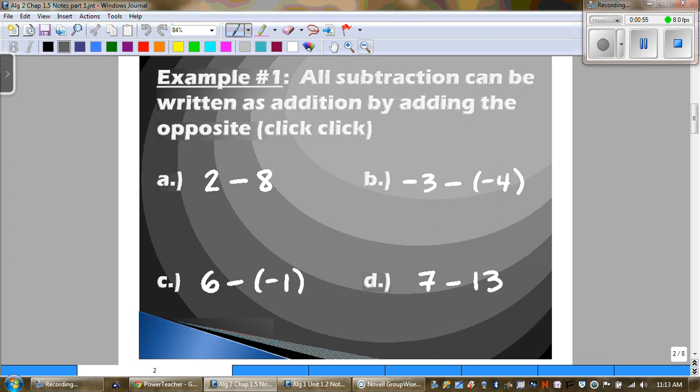A lot of you guys have heard the words click, click before. But when we talk about it, we say that we are going to add the opposite. So when you see problems like that, you'll just change it. We add the opposite. So instead of 2 minus 8, it's 2 plus negative 8. And now like, oh, Mr. Grice, I kind of forget how to do that.